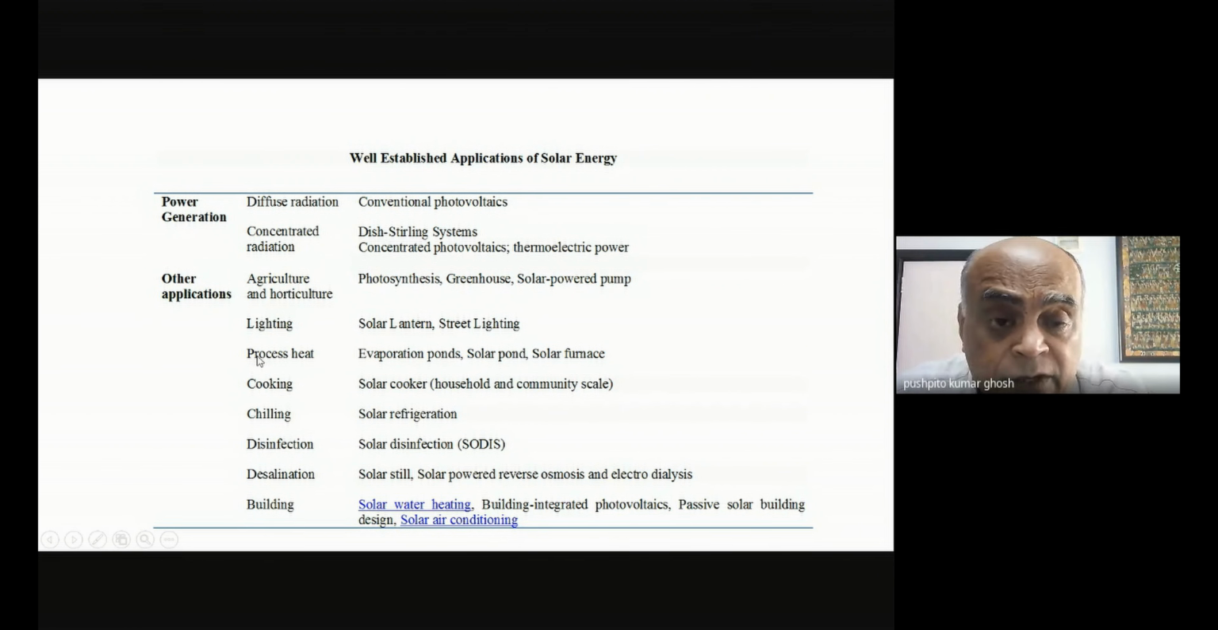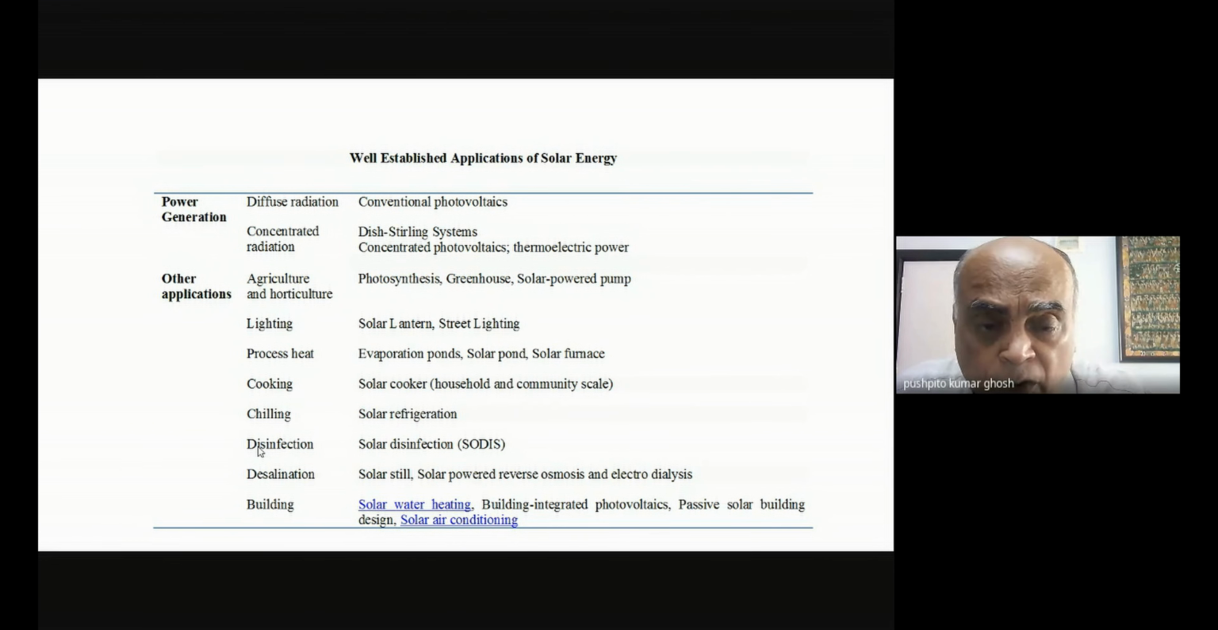Then solar energy to get process heat for many applications, and I'll talk about some of those. You can go and buy solar cookers. With these solar cookers, you can literally put your vessel of rice and dal and things like that and let it cook. You don't need gas and things like that. You can cook. As I told you, you can do chilling. You can have solar refrigeration.